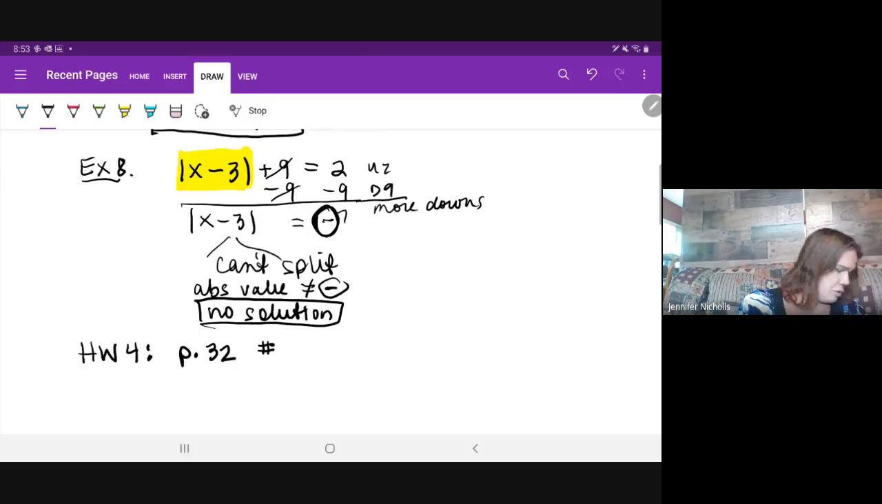Okay, so you're going to start with these 11 through 20. But that's not a 1, that's an 11. Okay, start with 11 through 20, and then let me look at what the rest of the assignment is.